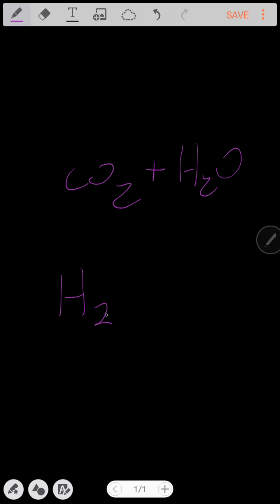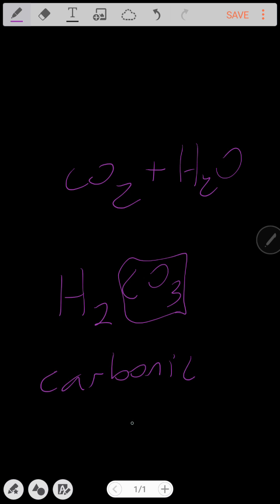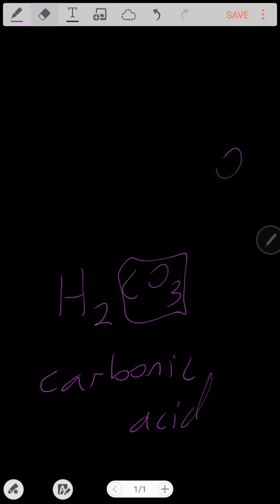And let's look at what would happen if I have CO2 and I added H2O. This would become H2CO3. This is carbonate. So if I have this H2 here, this is carbonic acid. Cool.